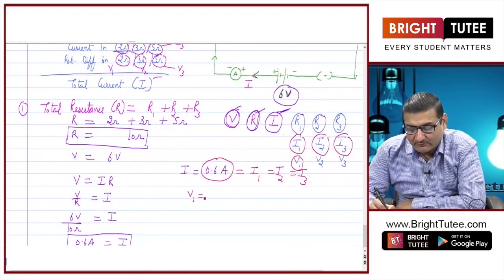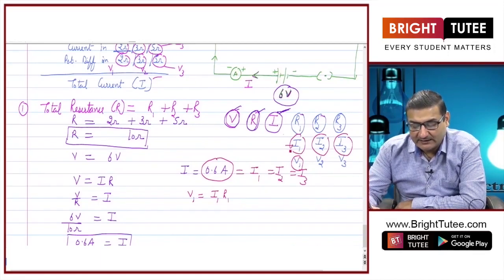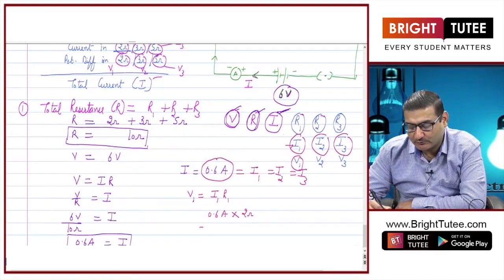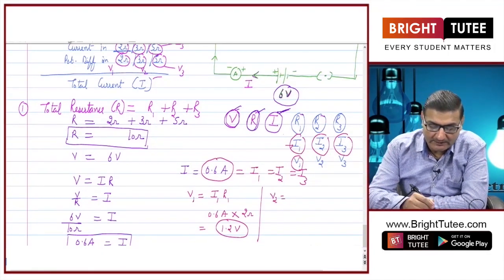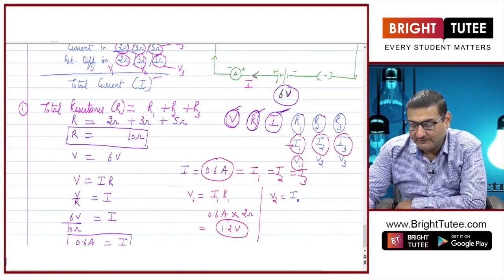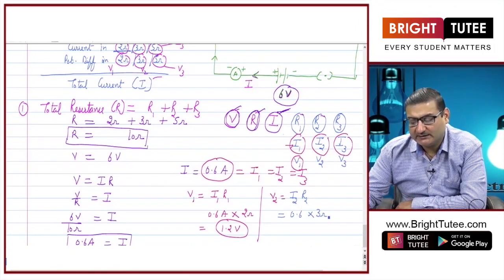Now how exactly are we going to calculate V1? The formula is V1 equals I1 into R1. I1 I know is 0.6 amperes, multiplied by R1, which was given as 2 ohms. It comes out to be simply 1.2 volts. That is my V1. How am I going to calculate V2? Simply V2 will be equal to I2 into R2. I2 is the same 0.6 ampere. R2 was given as 3 ohms in the question, so it comes out to be 1.8 volts.